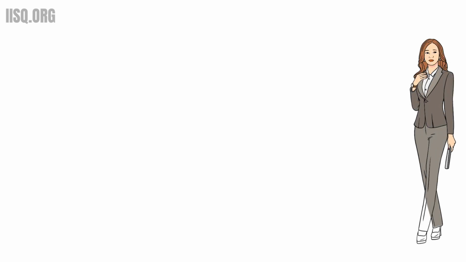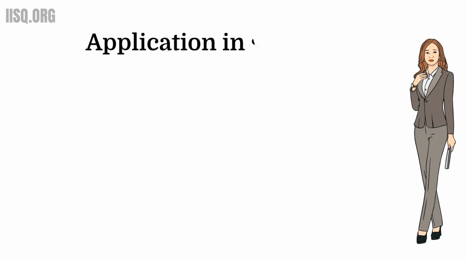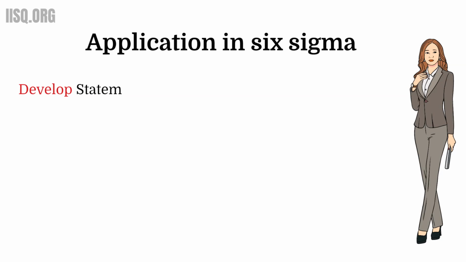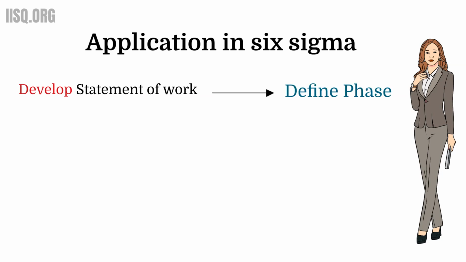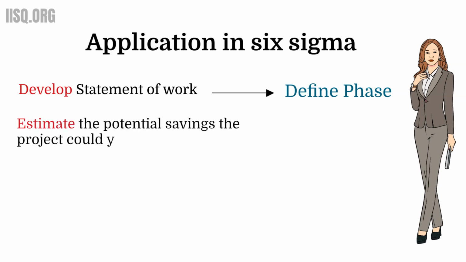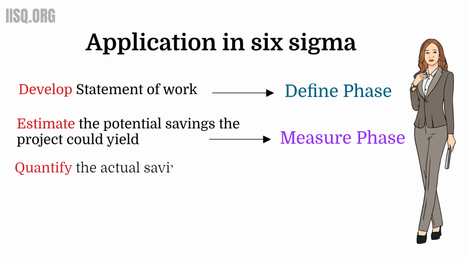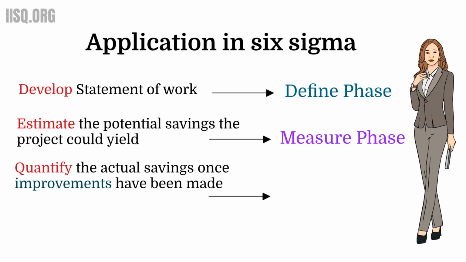In the Six Sigma methodology, the cost of poor quality, or COPQ, is used in many phases. It is used to develop a statement of work in the define phase, to estimate the potential savings the project could yield during the measure phase, and to quantify the actual savings once improvements have been made during the validation in the improvement and control phase.